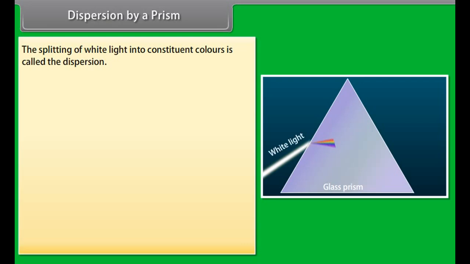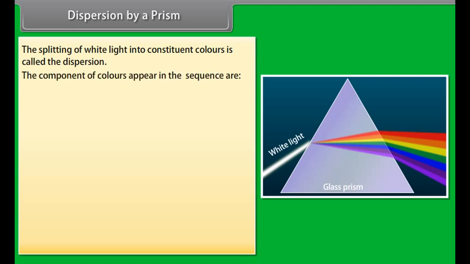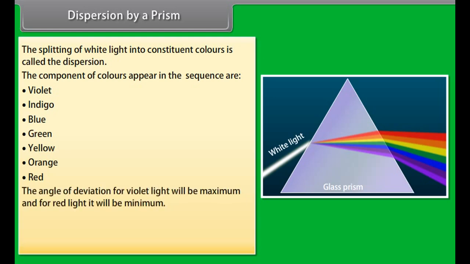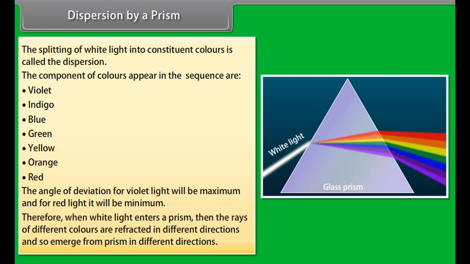Dispersion by a prism. The splitting of white light into its constituent colors is called dispersion. The colors appear in the sequence violet, indigo, blue, green, yellow, orange, and red. The angle of deviation is maximum for violet light and minimum for red light. Therefore, when white light enters a prism, the rays of different colors are refracted in different directions, and so they emerge from the prism in different directions.